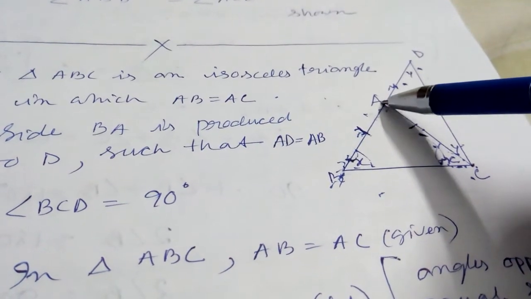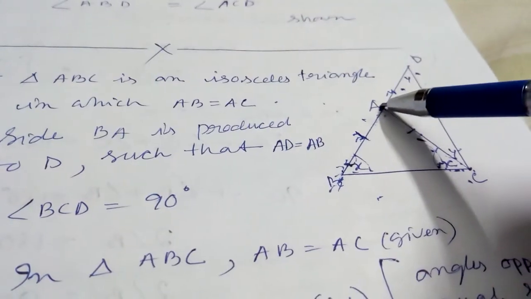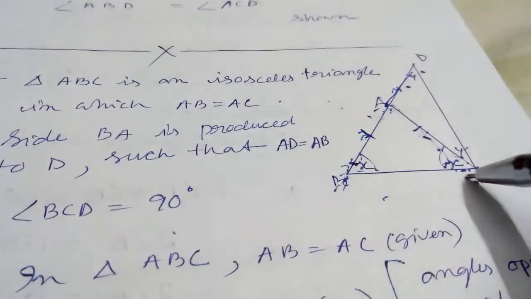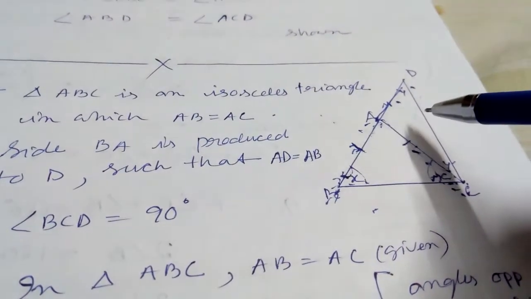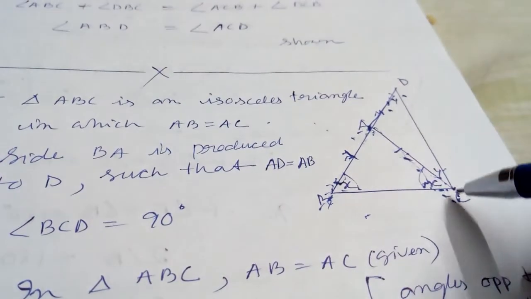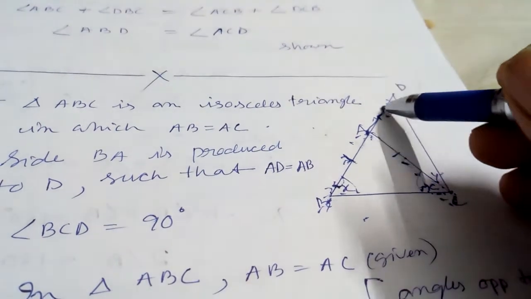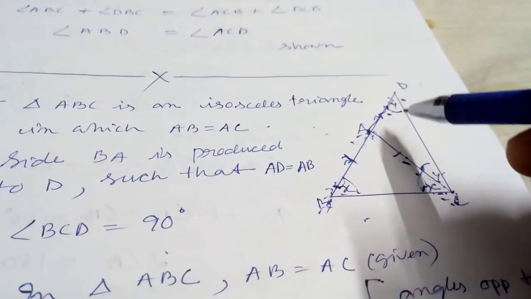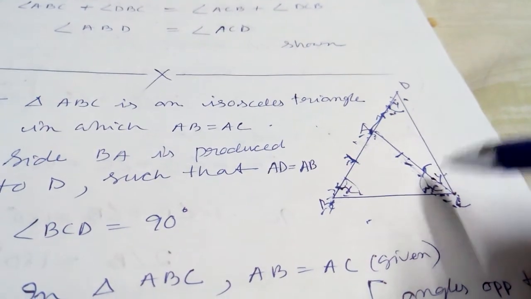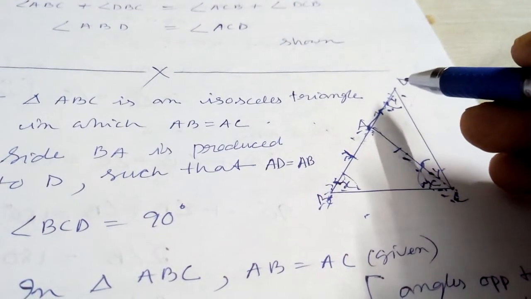Therefore we get from 1 and 2, AB is equal to AC. So ADC is also an isosceles triangle. So angle ADC is equal to angle ACD. This angle is equal to this angle. We mark them as Y and Y. Both are Y, Y.